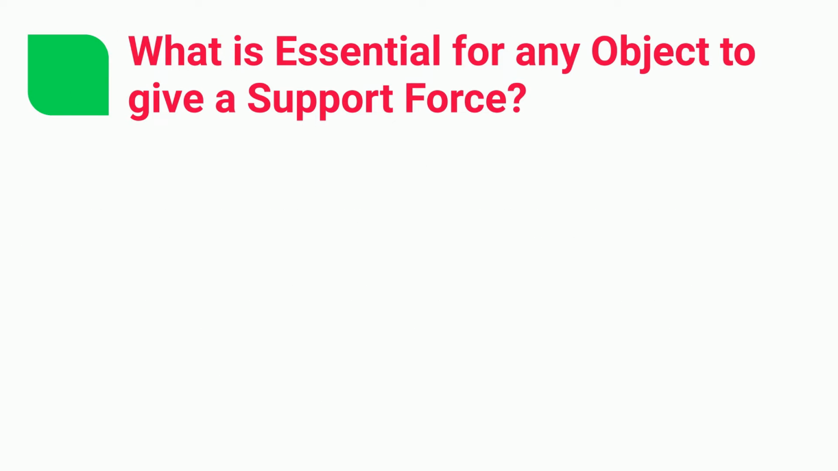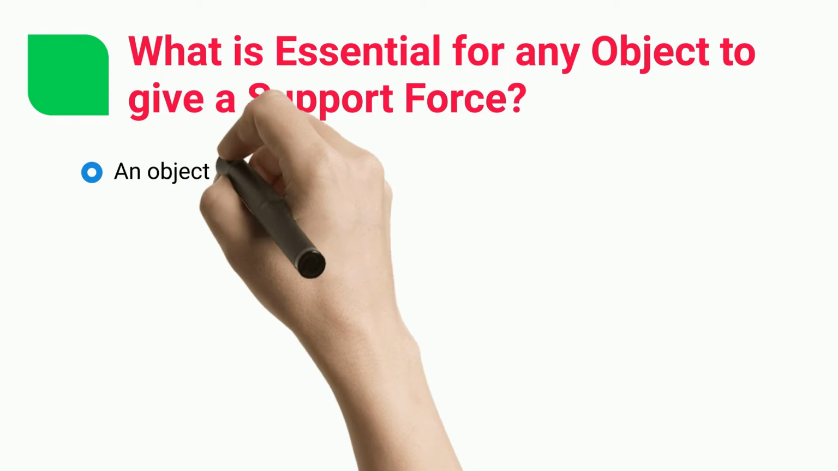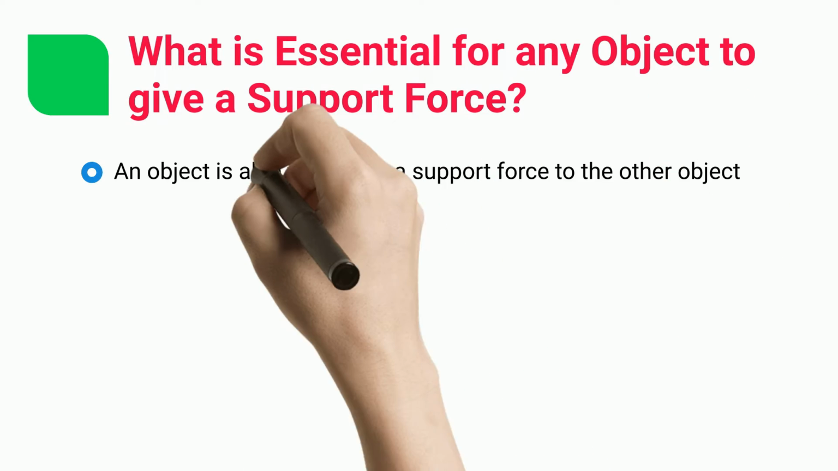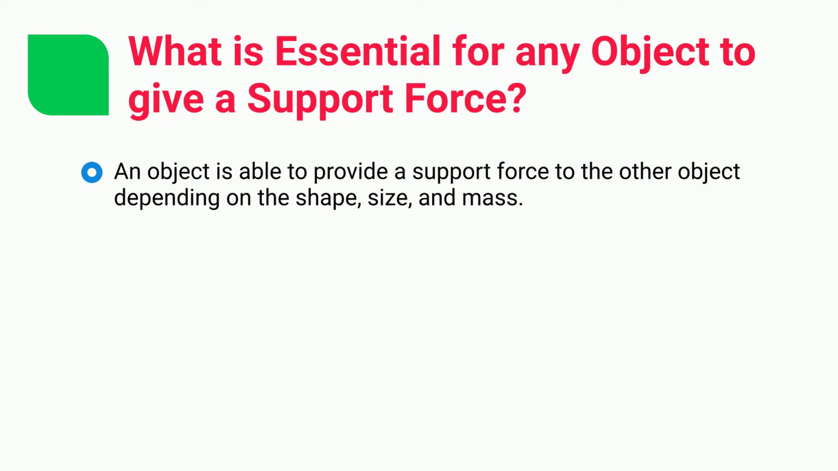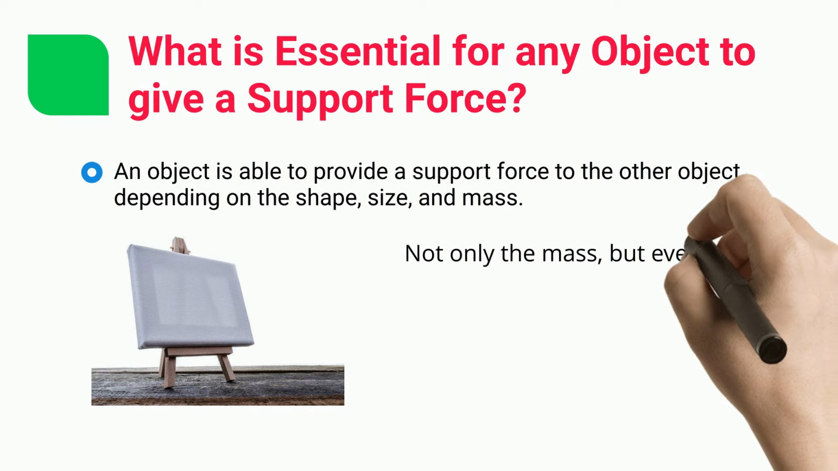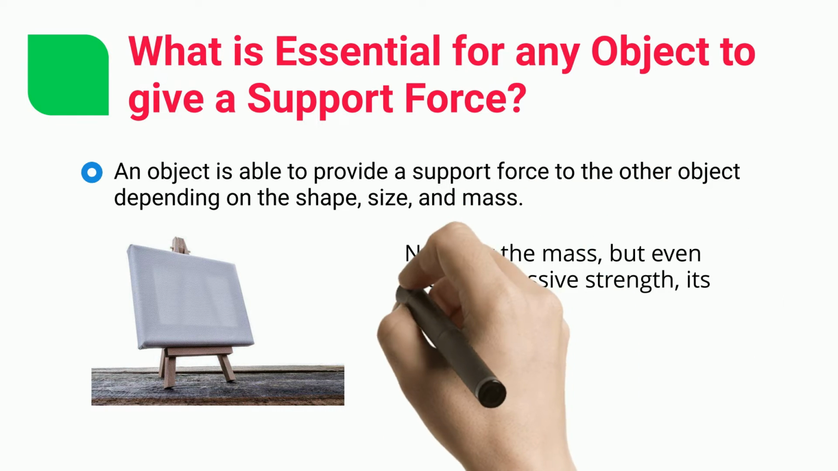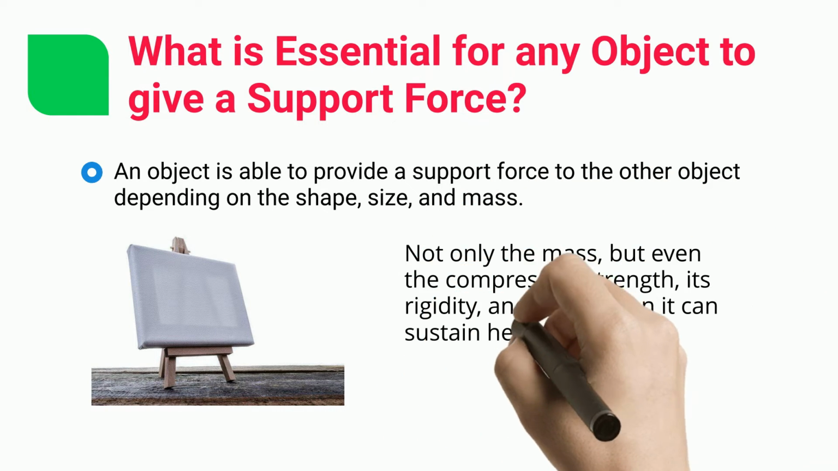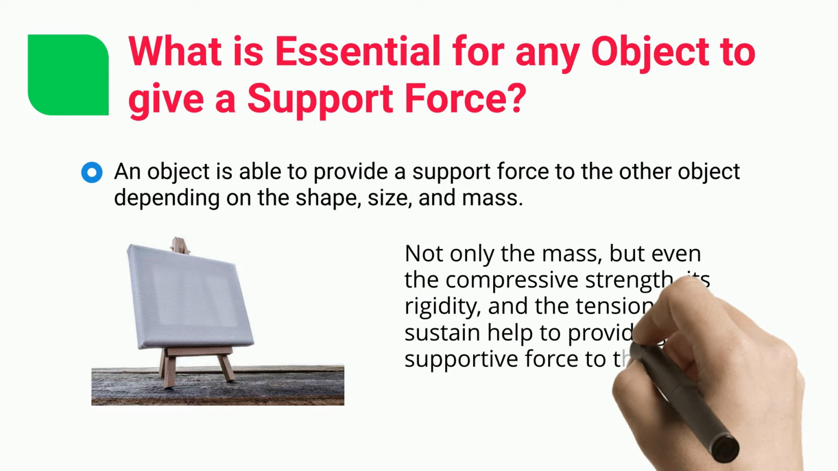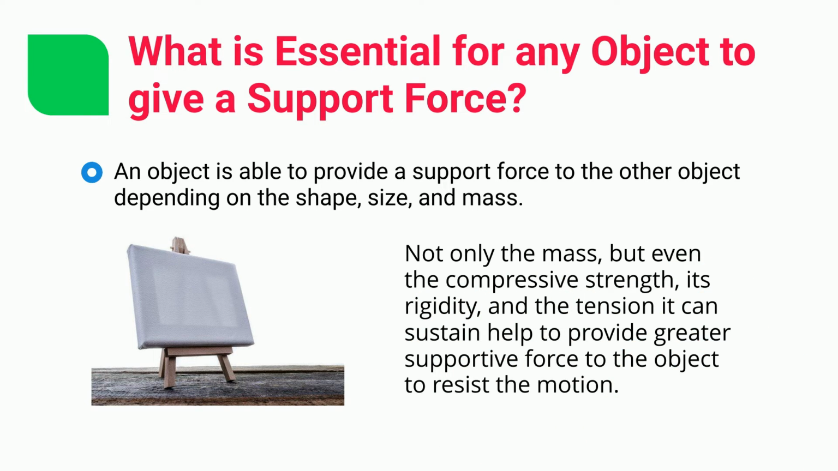What is essential for any object to give a support force? An object is able to provide a support force to another object depending on the shape, size, and mass. Not only the mass, but even the compressive strength, its rigidity, and the tension it can sustain help to provide greater supportive force to the object to resist the motion.